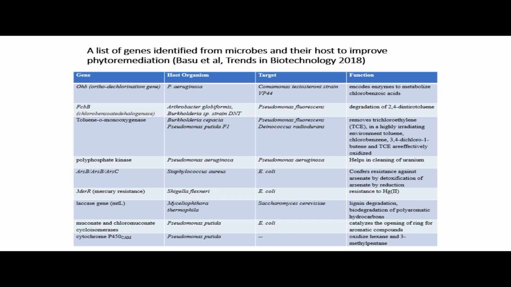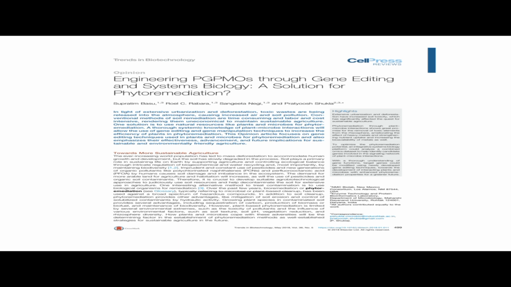If you ask somebody for a uranium cleaning microbe, this is the host, this is the gene which was targeted using this approach, and here you see the target organism, and this organism is capable of doing that function. So this is a very big achievement of many researchers, and then we have published this in Trends in Biotechnology: Engineering PGPMOs through Gene Editing and Systems Biology, a solution for phytoremediation? Question mark. The question mark is still there.